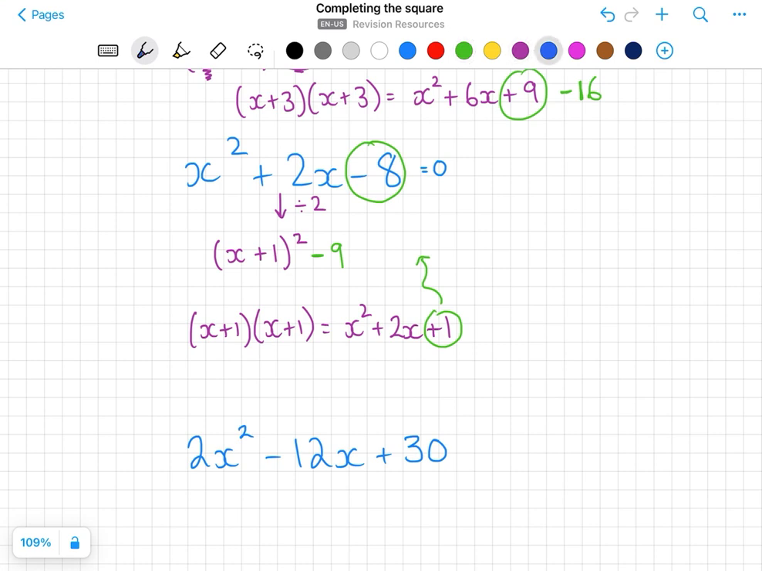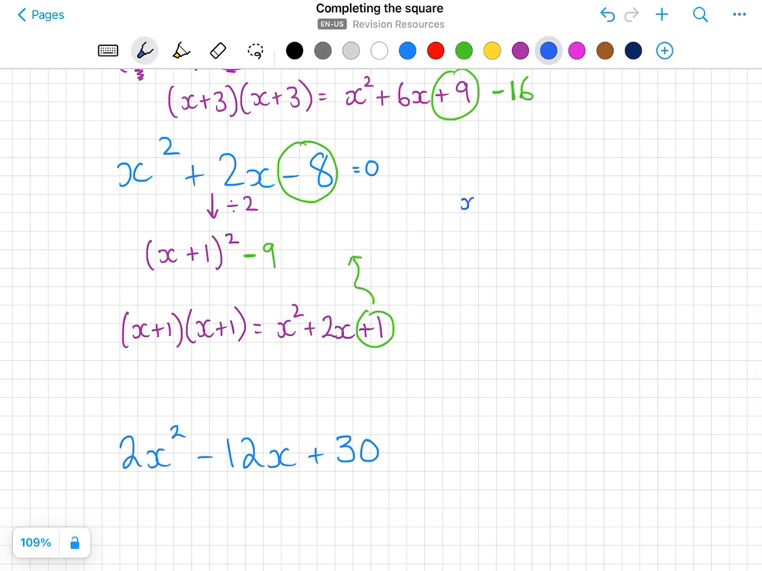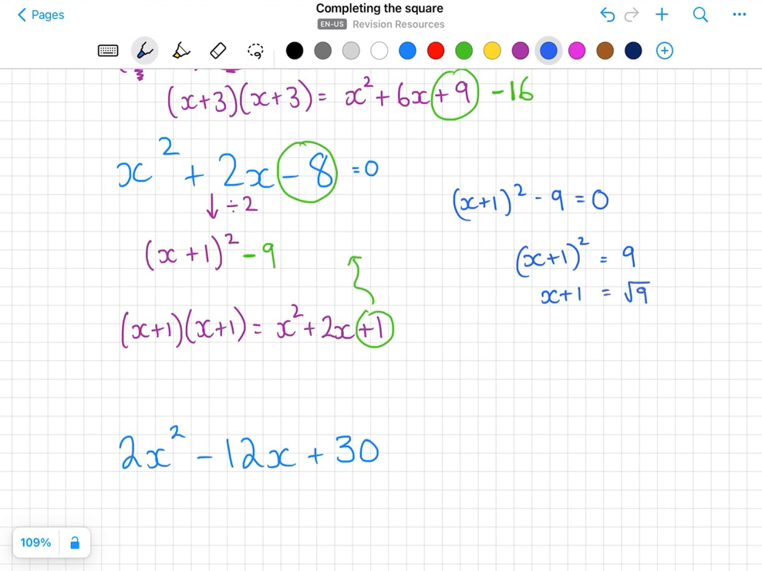From this point, we've got our completing the square. So let's just rewrite that over here. And now we're going to look at solving. What we're going to do is add 9 to both sides because the aim is to get the value of x. The opposite of squaring is square rooting, so we can square root that 9. And then to get the x on its own, we then subtract the 1.